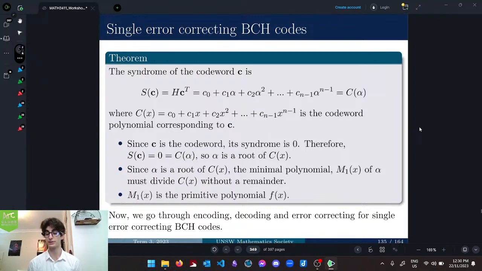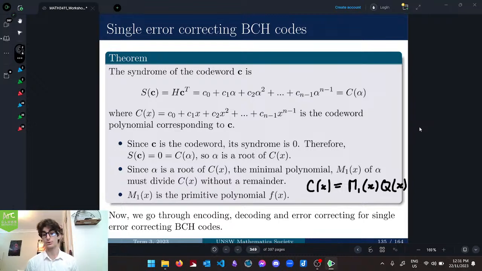So we can see that alpha is a root of C of x, by ideas from year 11, I believe. Well, actually earlier than that. Since alpha is a root of C of x, the minimal polynomial m1 of x of alpha must divide C of x without a remainder. That is to say that C of x is equal to m1 of x times some other polynomial perfectly. M1 is the primitive polynomial of f of x.